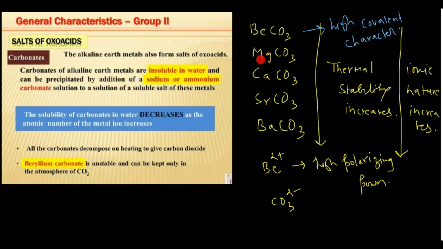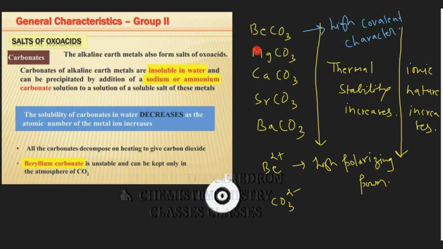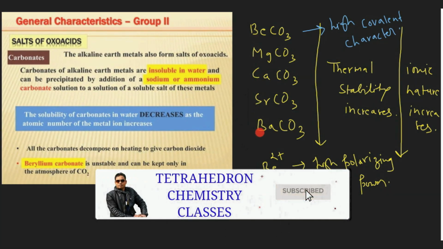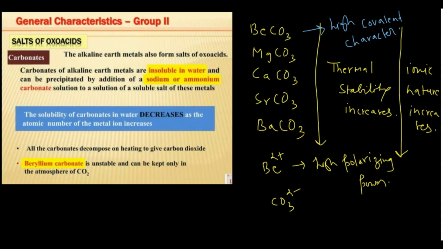That means magnesium is a little bigger than beryllium, and calcium in turn is much bigger than beryllium, and strontium is again very much bigger in size when compared to calcium, magnesium or beryllium. So when we move down the group, the size of the metal increases, right? So due to this increased size, polarization power decreases.